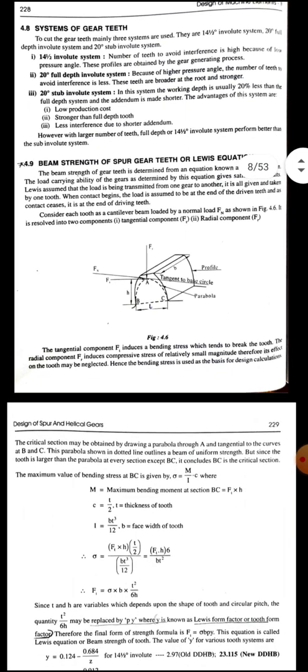The critical section may be obtained by drawing a parabola through A and tangential to B and C. This parabola, shown dotted line, outlines a beam of uniform strength, but since the tooth is larger than the parabola at every section except BC, it concludes BC is critical section.